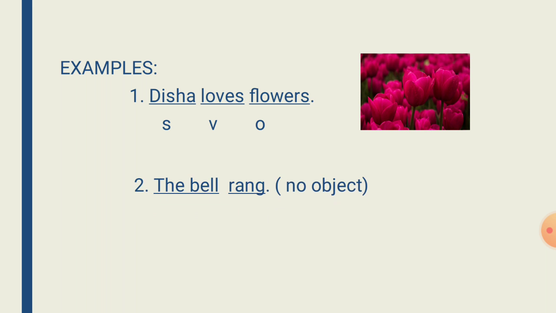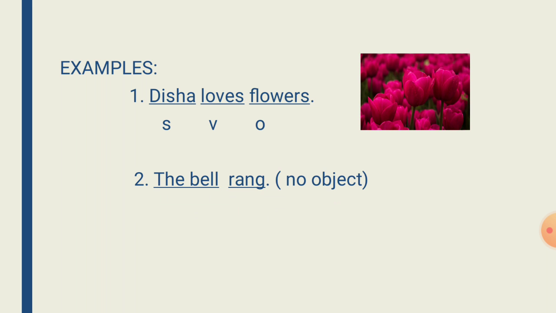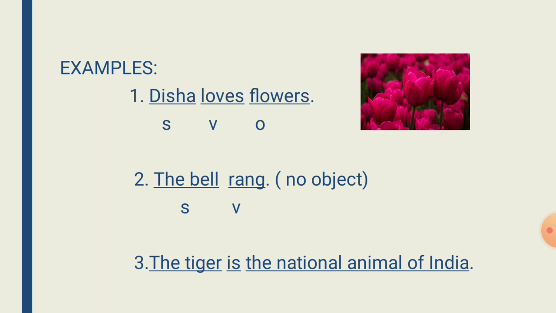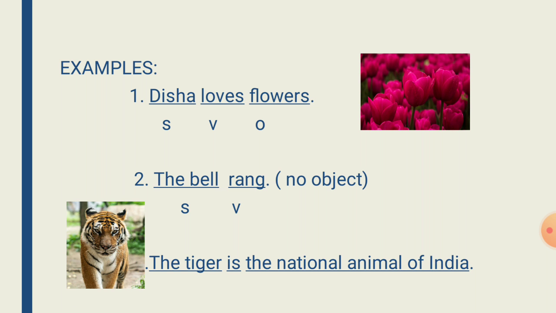In the second sentence, the bell rang. There is no object at all. Third one, the tiger is the national animal of India. In this sentence, the tiger is the subject, is is the verb, and the national animal of India is the complement part. That means a part which is helping to complete the sentence.